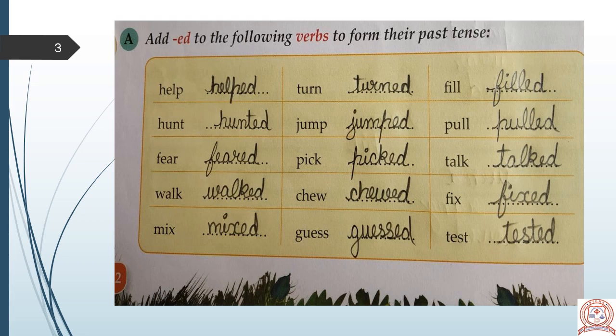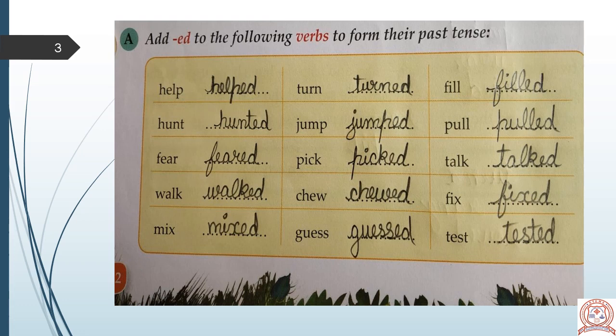To form the past tense of a verb, we usually add ed to the verb. For example, call. And if we add ed, it will become called. C-A-L-L-E-D, called. Now, walk. W-A-L-K, walk. And if we add ed, then it will become W-A-L-K-E-D, walked. So these are some examples given. Now let's start with the exercise.